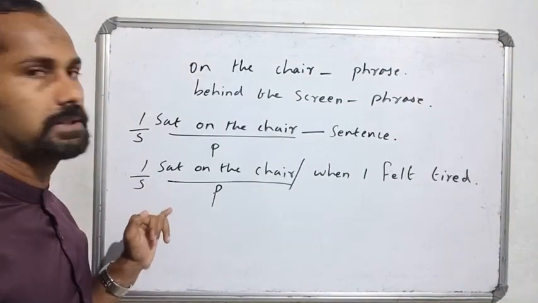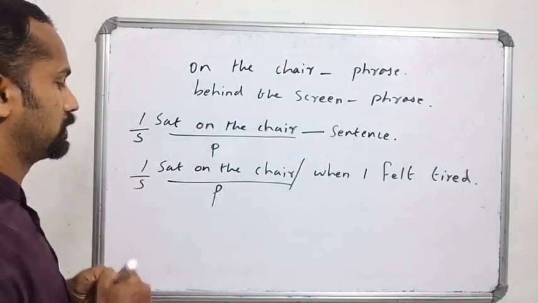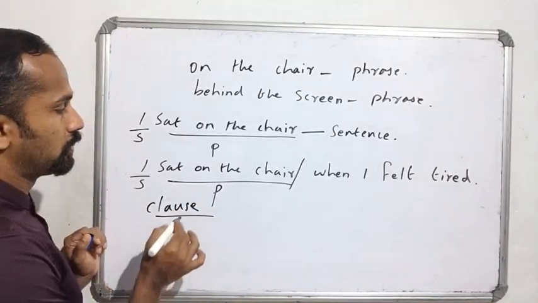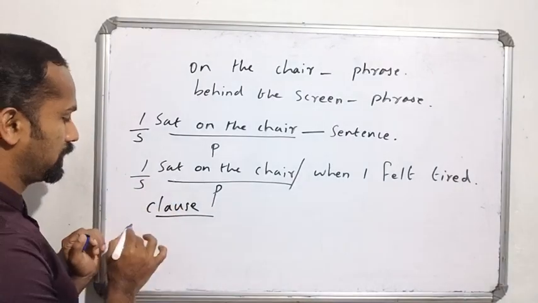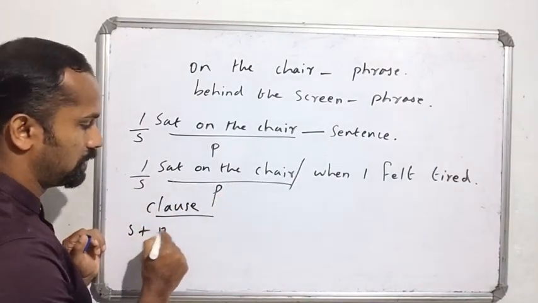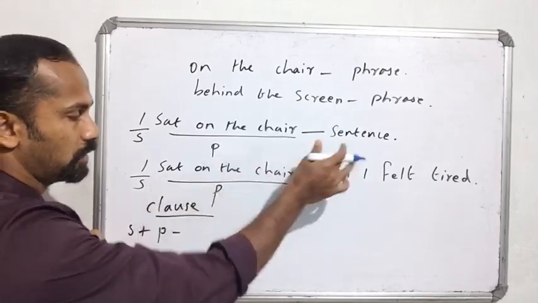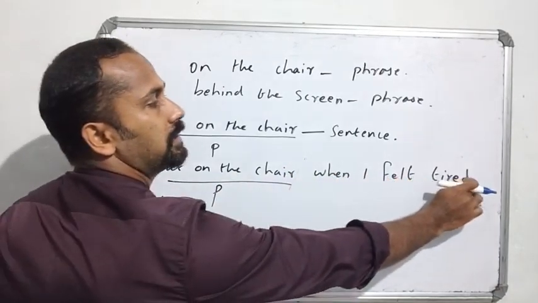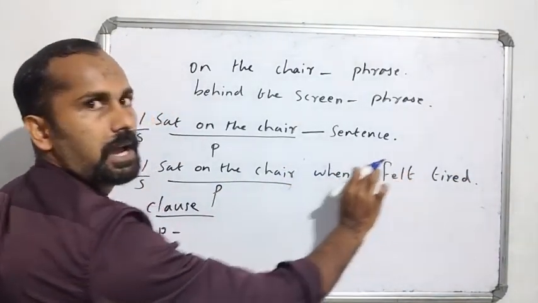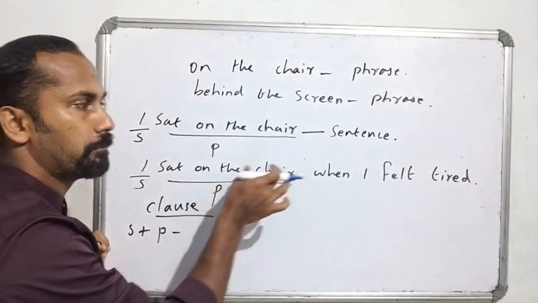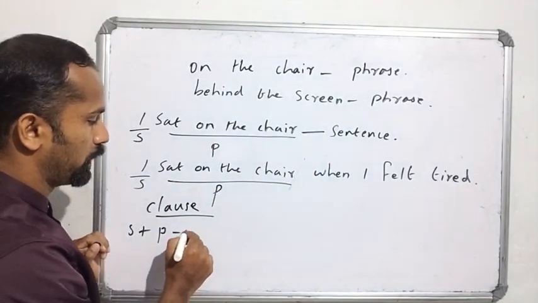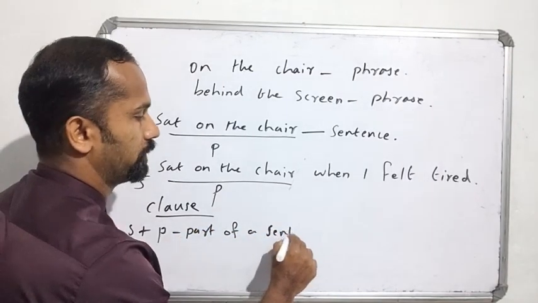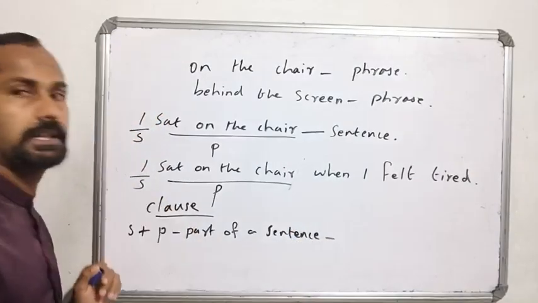So what can we call it? Clause. Okay, cool. So what is a clause? Here there is a subject and a predicate, and it is a part of another sentence. I sat on the chair when I felt tired is a complete sentence, and I sat on the chair is a part of that sentence. So we can call it a clause.